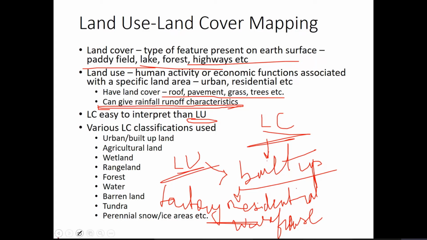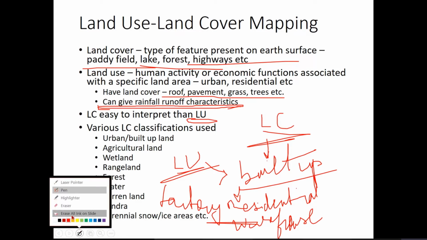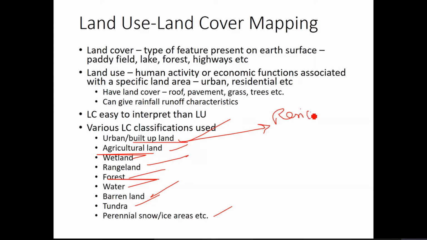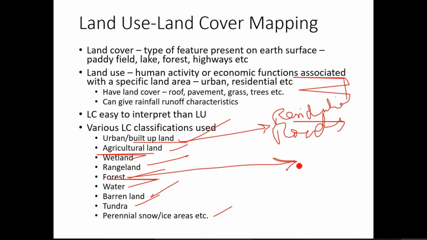Okay, so generally there are several land cover classifications used. A few of them are built up areas, agricultural lands, wetlands, range lands, forest land, water, barren land, tundra, perennial snow, etc. These are the general classifications. In built up land, you can have various classifications like residential, roads, roadways. Then in the forest, you can have subclassifications, right? Deciduous, then evergreen.